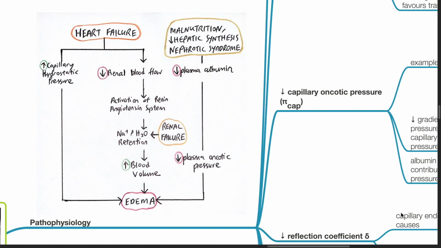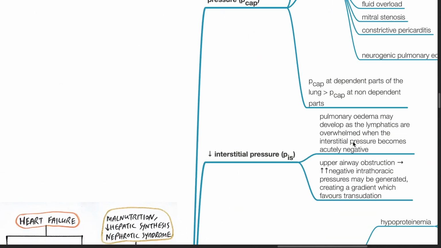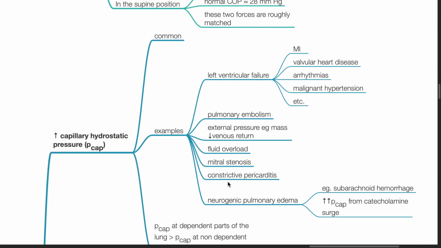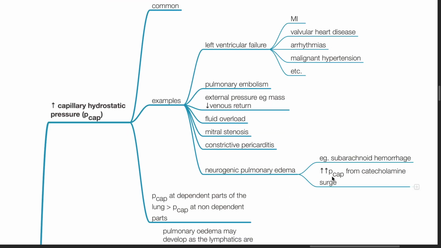Pathophysiology of pulmonary edema. Increased capillary hydrostatic pressure is common. Examples include left ventricular failure, such as due to myocardial infarction, valvular heart disease, arrhythmias, malignant hypertension, etc., pulmonary embolism, external pressure by a mass which reduces venous return, fluid overload, mitral stenosis, constrictive pericarditis, and neurogenic pulmonary edema, such as during subarachnoid hemorrhage, where there is an increase in capillary hydrostatic pressure from a catecholamine surge.